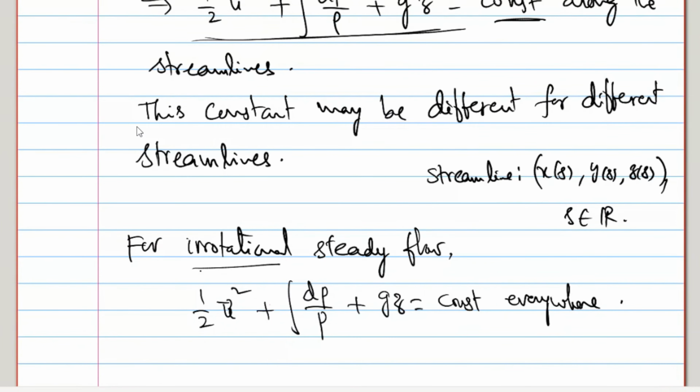Okay, sir, dp by rho or dp by p? dp by rho, dp by rho. Okay sir. That is dp by rho. Why is this constant everywhere?